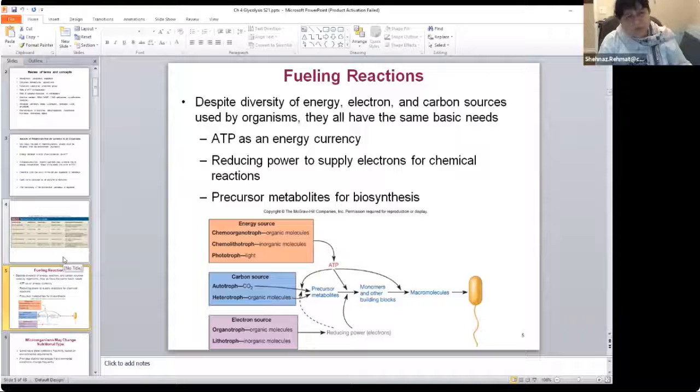Even though there is a huge diversity in the energy, electron, and carbon sources that are used by organisms, they all have the same basic needs. They should have ATP as their energy currency. They should have some reducing power to supply electrons for chemical reactions, and they should have precursor metabolites for biosynthesis. So these smaller precursor metabolites are something that we will focus on in a little bit, and then we'll talk about the energy ATP and your electrons that will be supplied by the oxidation reduction reactions.